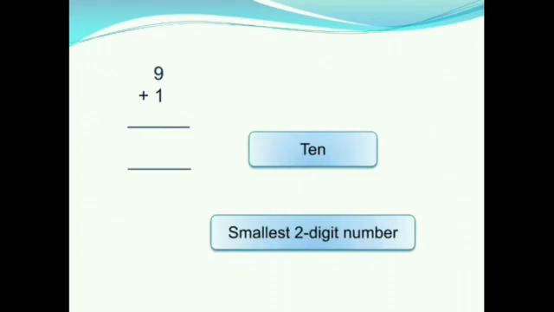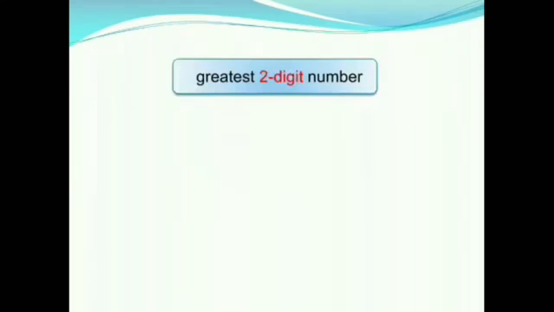Now we will find the smallest 2-digit number. When we add 1 to the greatest single digit number, we get the smallest 2-digit number. 9 plus 1 equals 10. 10 is the smallest 2-digit number. Now we got the smallest 2-digit number. Next we will go to greatest 2-digit number. Which is the greatest 2-digit number?